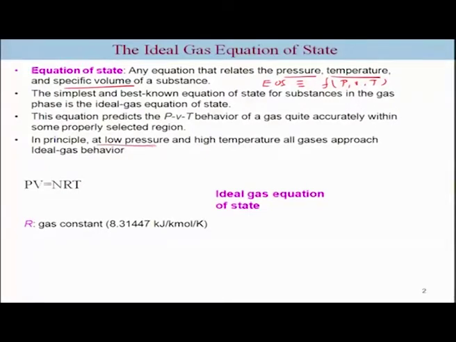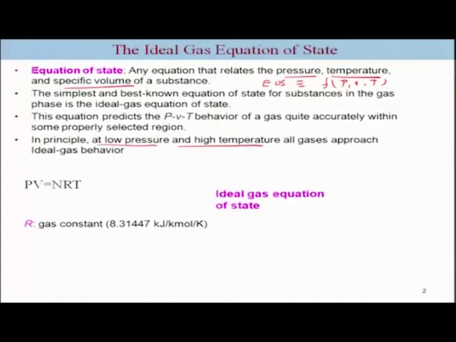In principle, at low pressure and high temperature, all gases approach ideal gas behavior. Typically gases behave like ideal under these conditions because the gas molecules do not have any effective interaction between themselves, and essentially there is no potential energy. That means it can have kinetic energy, but it does not have any potential energy. Such a gross approximation for gases works wonderfully in certain selective regions, which we will be talking about.